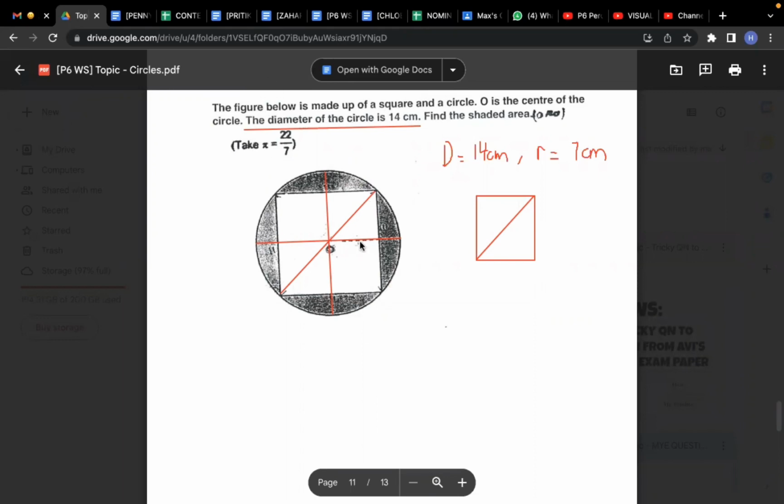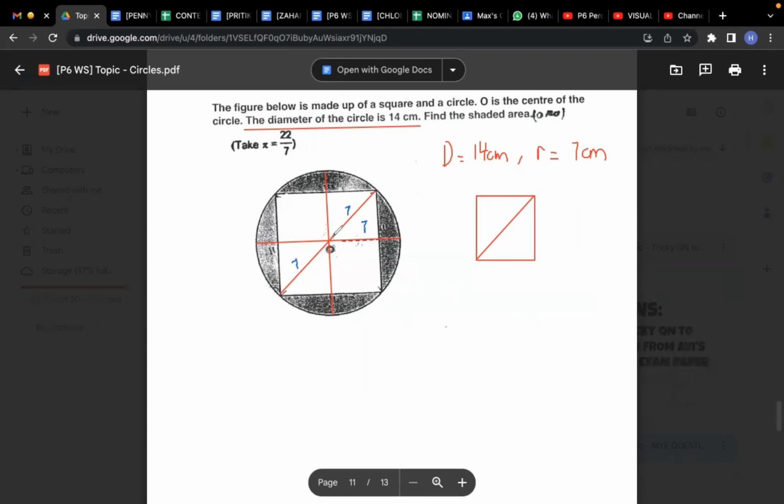As you can see over here, we know the measurements. Every measurement question requires you to write down all of the measurements that you have. So if I know that the diameter is 14, the radius is 7, I can say that this is 7, this is 7, and this is 7. Now you're wondering, why is this diagonal line 7 and 7? Anything that comes from the middle point will have the same radius.